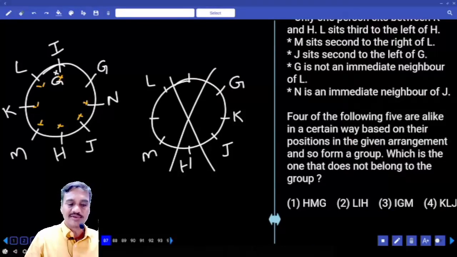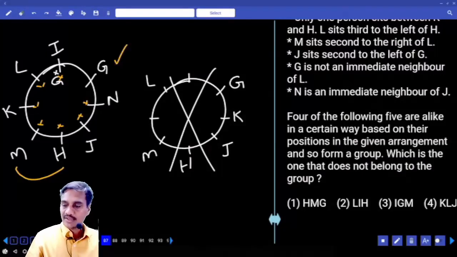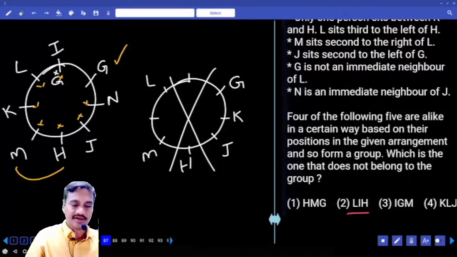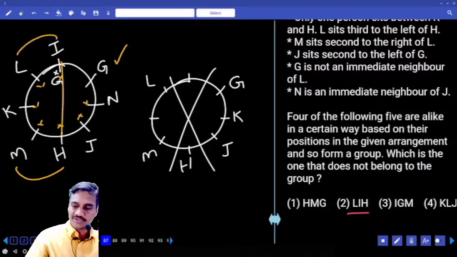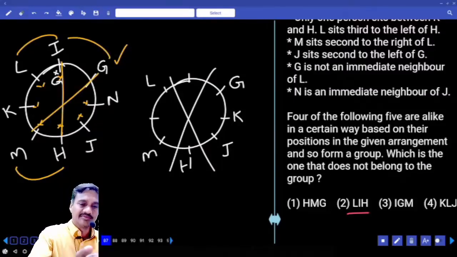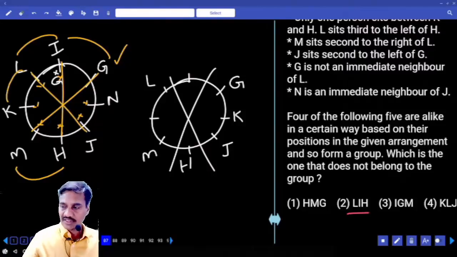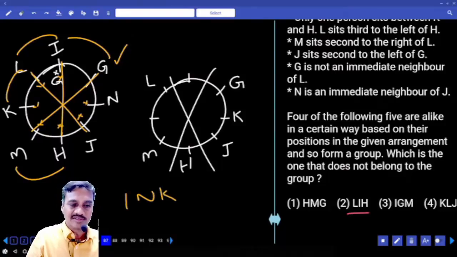And 87, four out of the following are alike, and one is an odd man out. In this one, H, M, and G: H, immediate left hand side, opposite. And H, L, I, and H: L, immediate left is I. I's opposite is H. I, G, and M: I's immediate left hand side, opposite is M. K, L, and J: K's immediate left hand side, opposite is J. So what is your answer here? Choice 5, I and K. I's immediate left hand side, is it the same? No. Hence choice 5 is the odd one. And this is about 87.